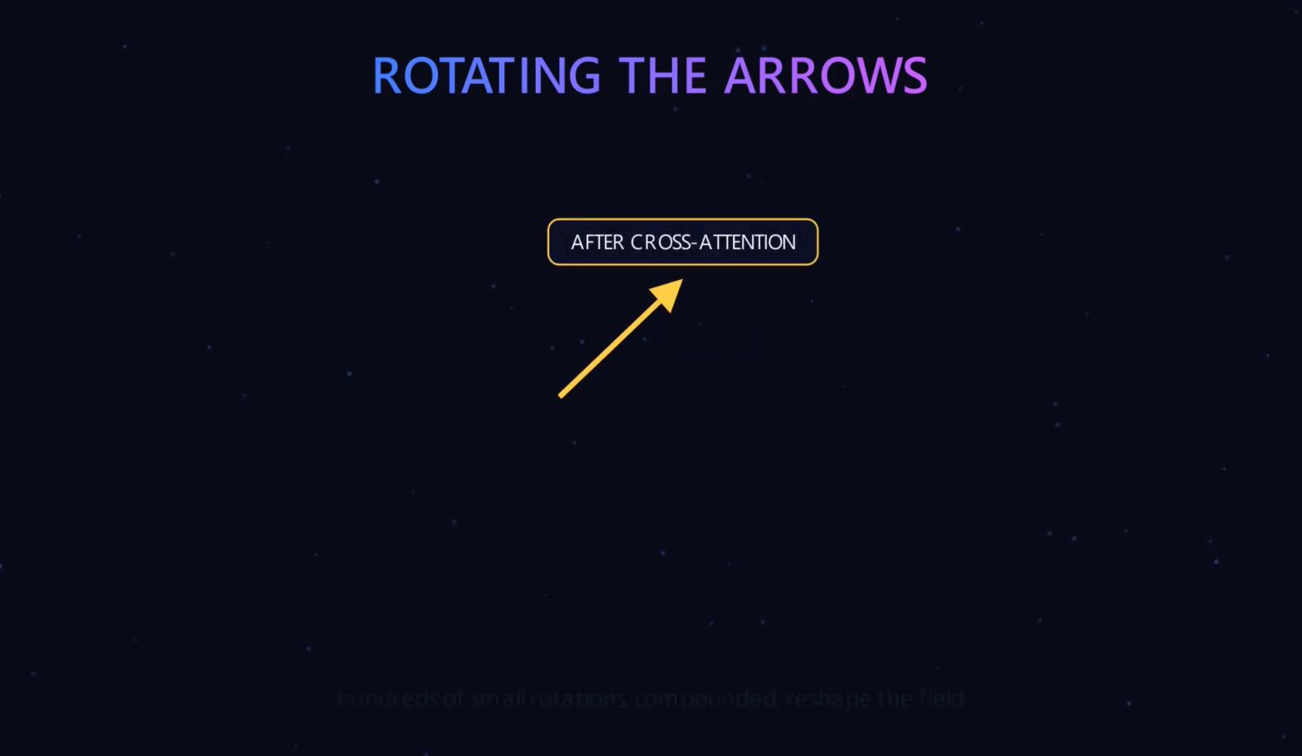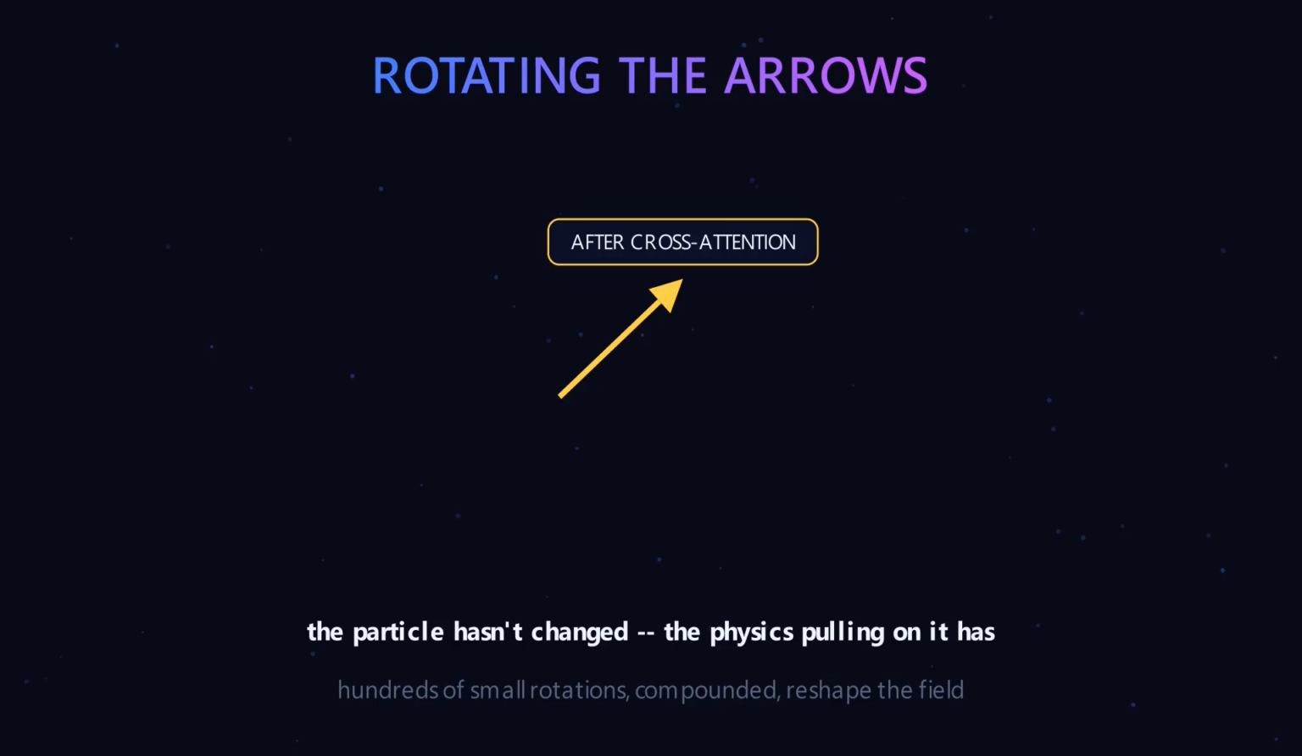Each cross-attention pass doesn't overwrite the UNet's noise prediction, it modifies it. The predicted arrow at every point in the field gets rotated, a little, toward the direction of the active text magnets. Across the whole denoising trajectory, hundreds of these small rotations compound. A field that once had one wide basin for any plausible photo now has its arrows visibly reshaped into a narrower channel that curves specifically toward cat-shaped, skateboard-shaped structure. The particle hasn't changed, the physics pulling on it has.